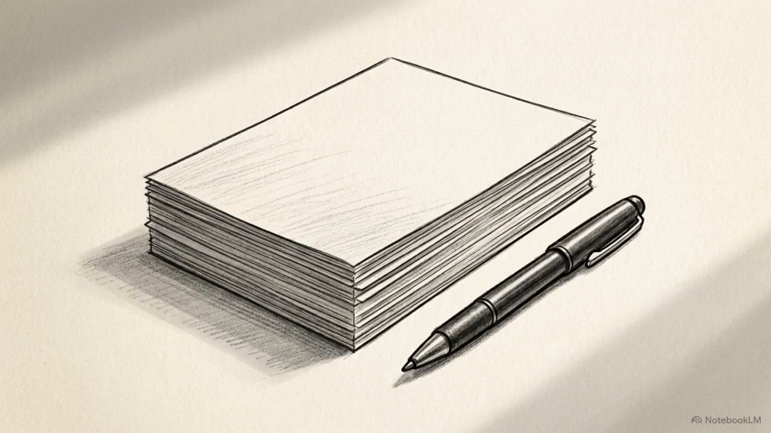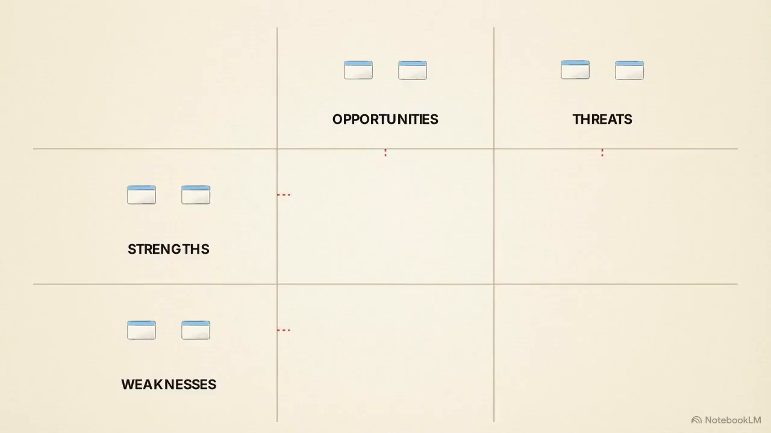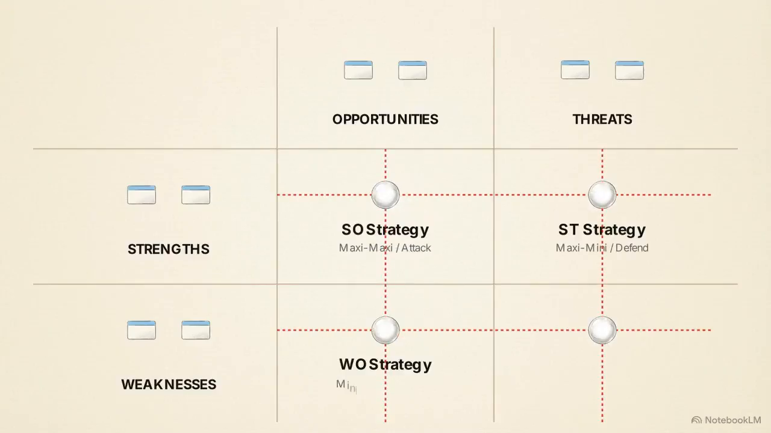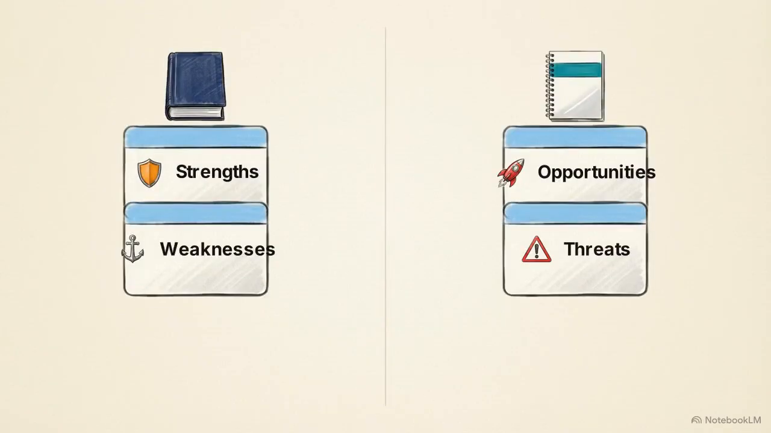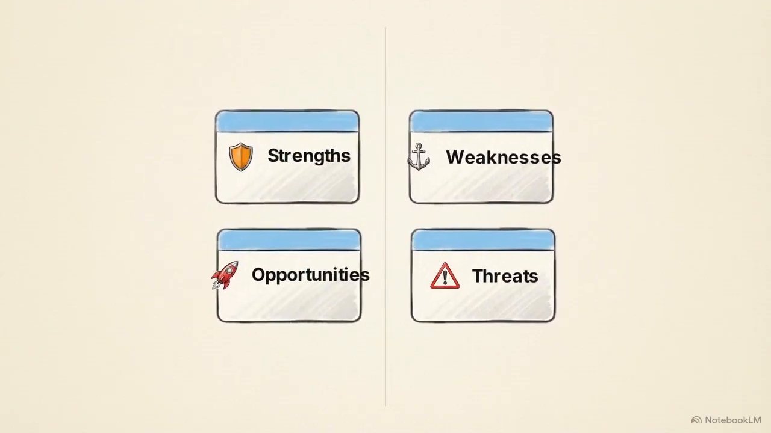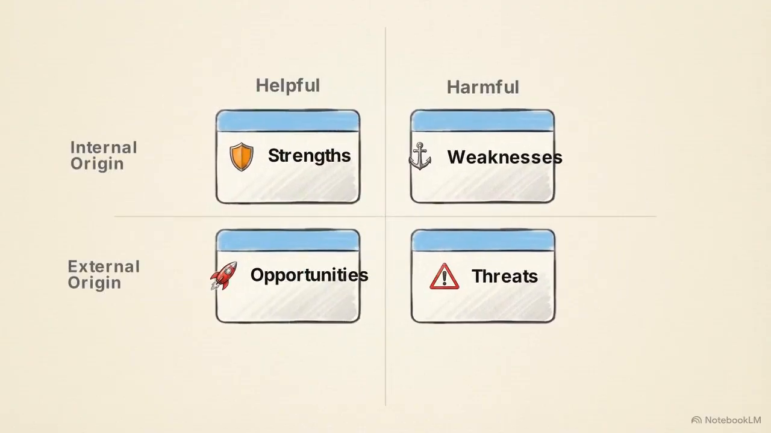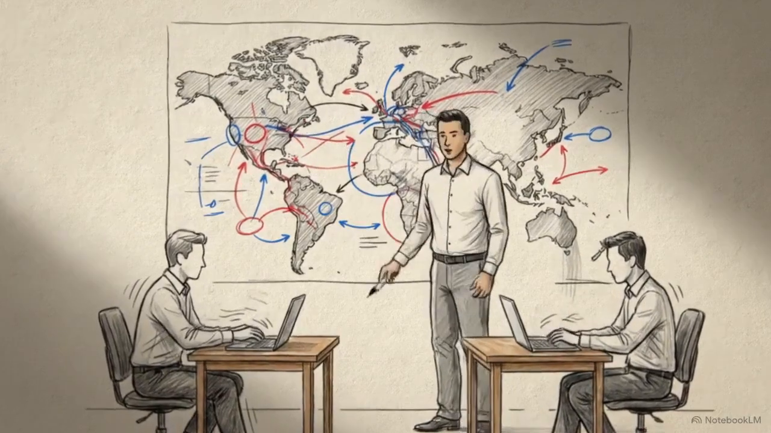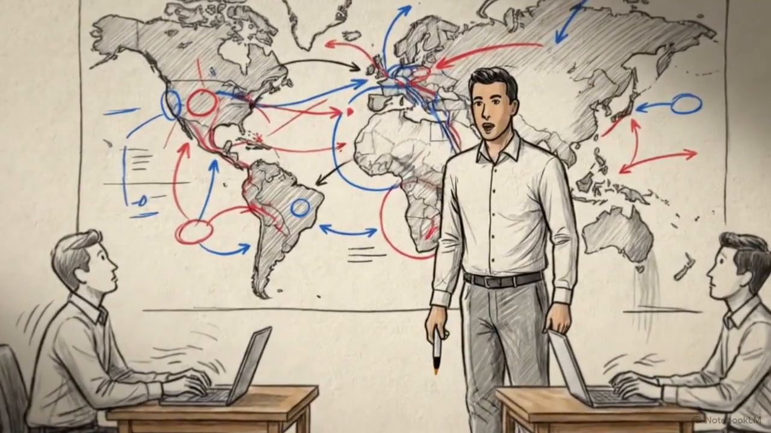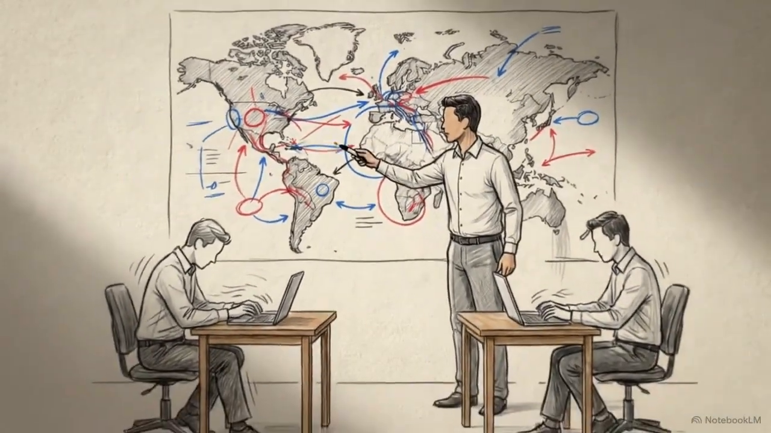By the end of this tutorial, we will take that static list and convert it into a dynamic TOWS matrix, a framework designed to generate 4 distinct actionable strategies. Before we begin, you must have your foundational data ready: a completed internal analysis mapping your strengths and weaknesses, and an external analysis identifying your market opportunities and threats. Overcoming analysis paralysis is the specific difference between merely documenting your business environment and actively engineering a competitive advantage.